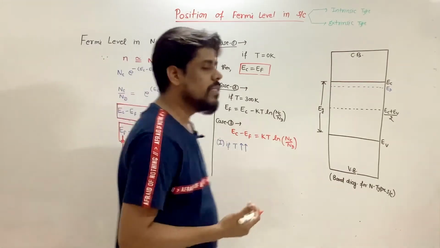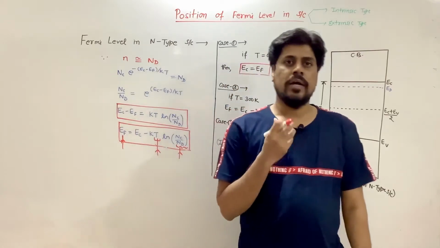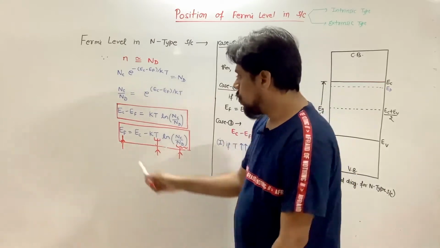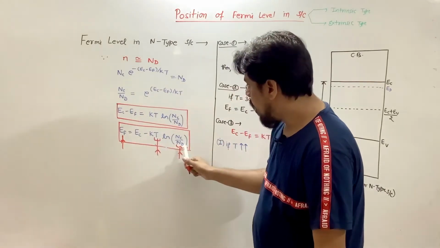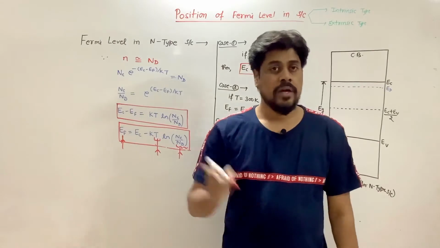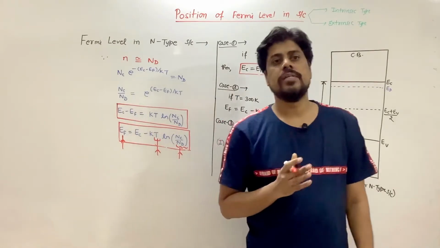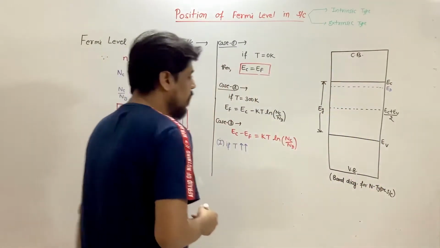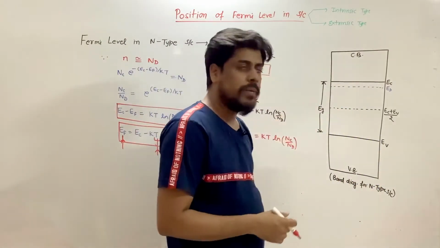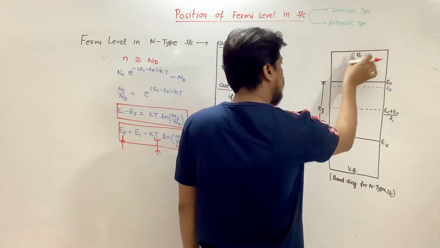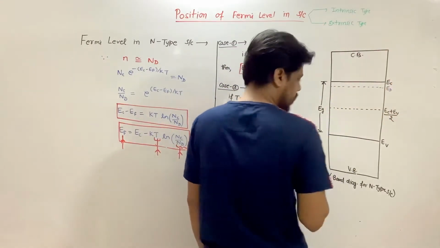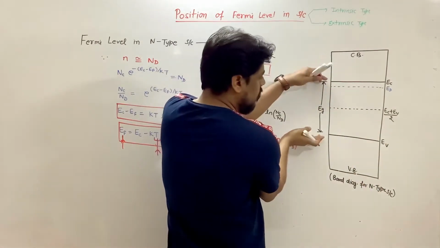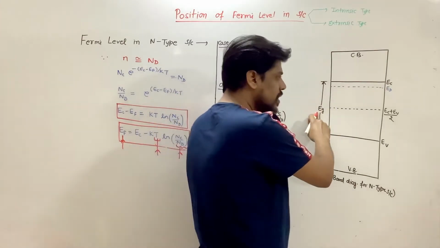Donor concentration means the actual number of pentavalent atoms which are added in the pure semiconductor. So here Fermi energy depends on temperature and on donor concentration, and in intrinsic semiconductor the Fermi energy depends only on temperature. Now this is the band diagram for n-type semiconductor. The conduction band lowest energy level is Ec, the valence band highest energy level is Ev. This is the band gap, the forbidden energy gap.